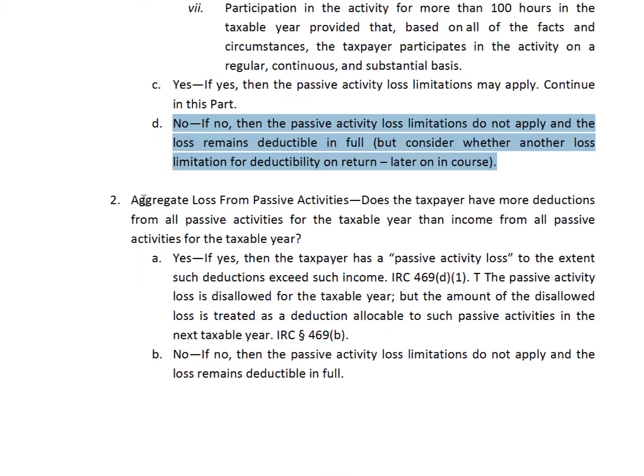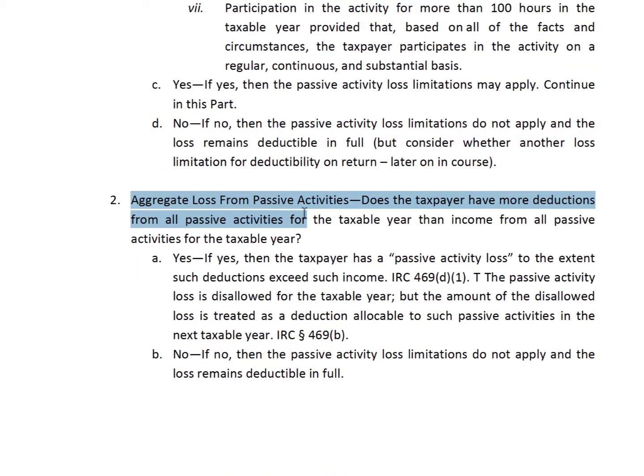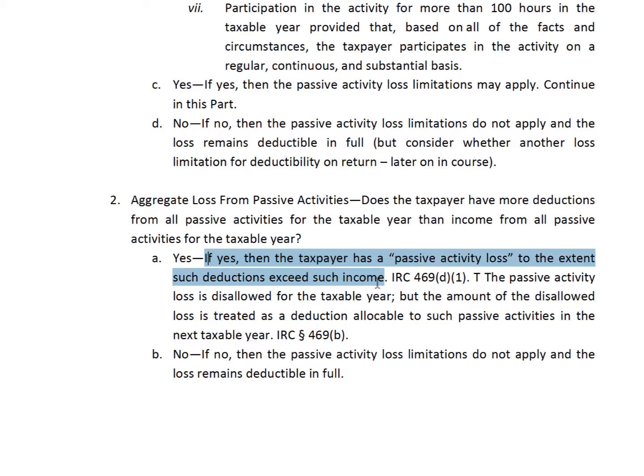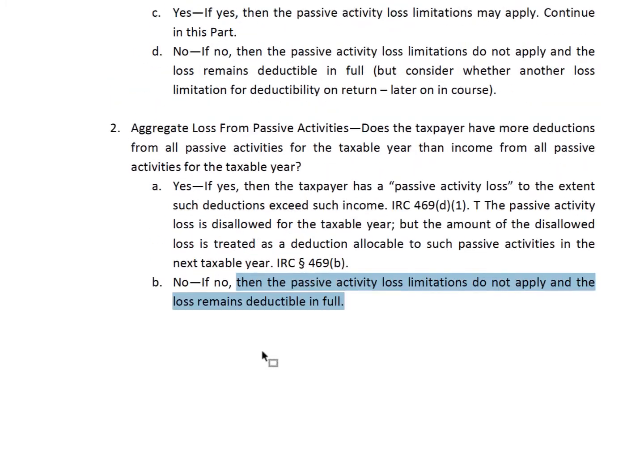Aggregate losses from passive activities. Does the taxpayer have more deductions from all passive activities for the year than all passive income? If yes, then under the passive activity rules, you cannot take all the loss. Again, you postpone it until you have income from the passive activities. If no, the passive activity loss does not apply. So that's really the end of it.